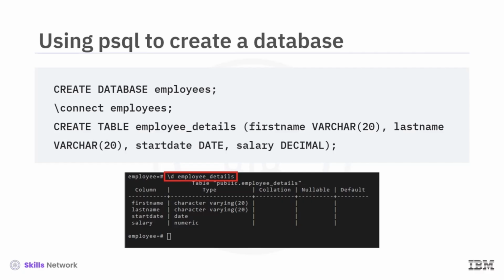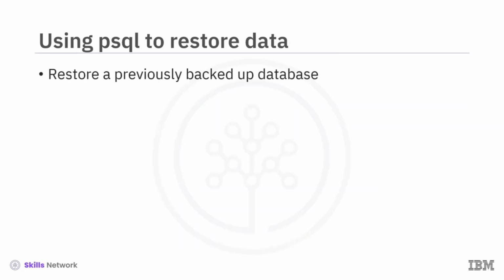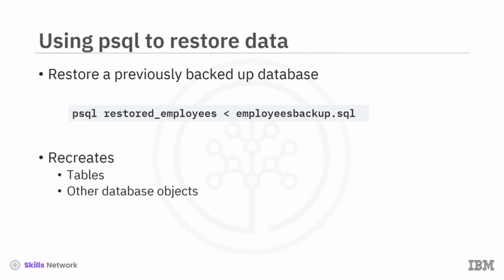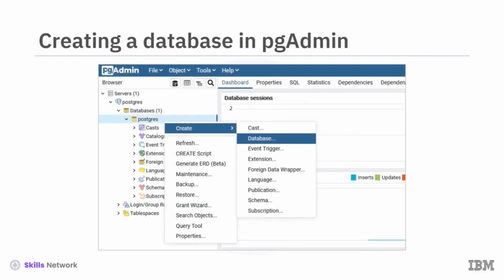After you have created the database, you're likely to want to load data into it. At the command line, you can use psql to restore a database that was previously backed up using pg_dump. Just specify the name of the destination database and the name of the dump file. This command will recreate the tables, any other database objects, and the data present at the time of creating the dump file. Alternatively, you can use pgAdmin to create the same database.